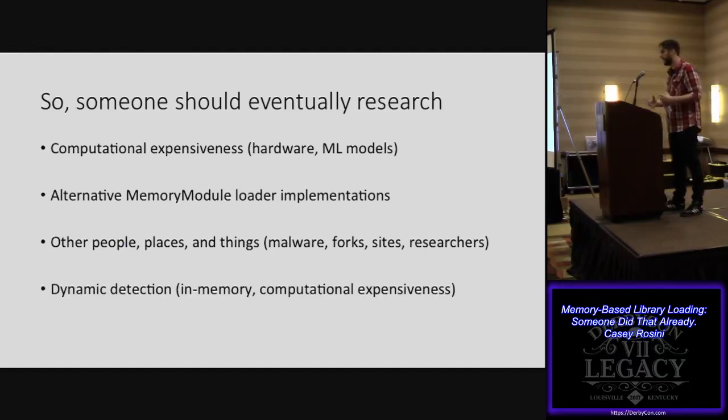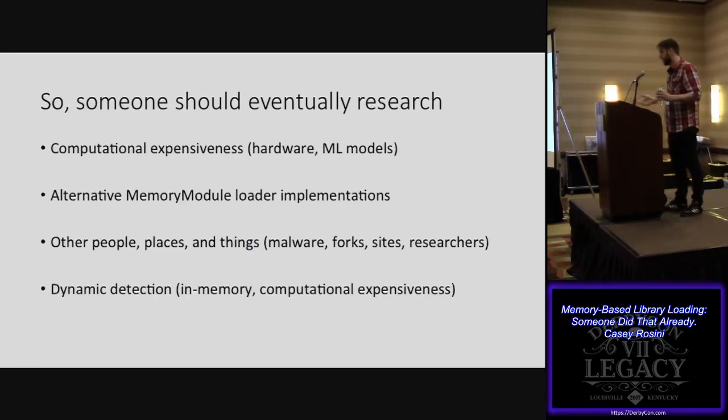Wrapping this all up, eventually someone is going to want to look at this stuff, and that's basically computational expensiveness: hardware versus machine learning models. In order to even scan this stuff in memory, there's going to have to be some sort of computing power to handle it. So that's something to consider. That ties in with detection, but also threat hunting. And I believe there's another talk today about that stuff, which should be a cool one to check out.